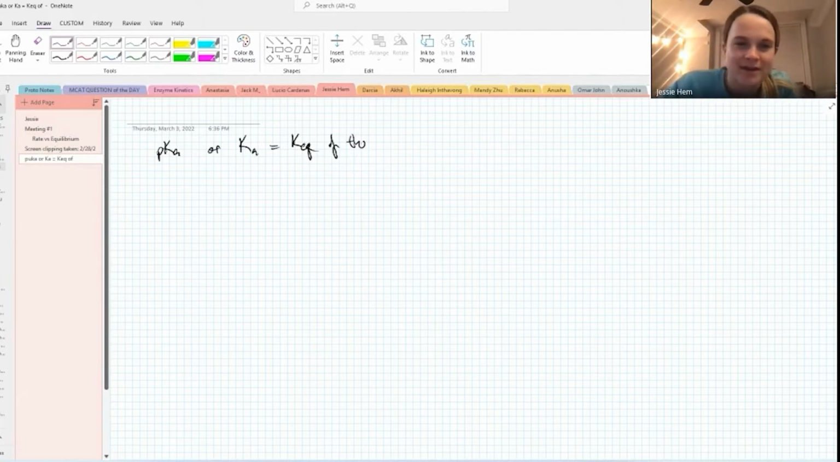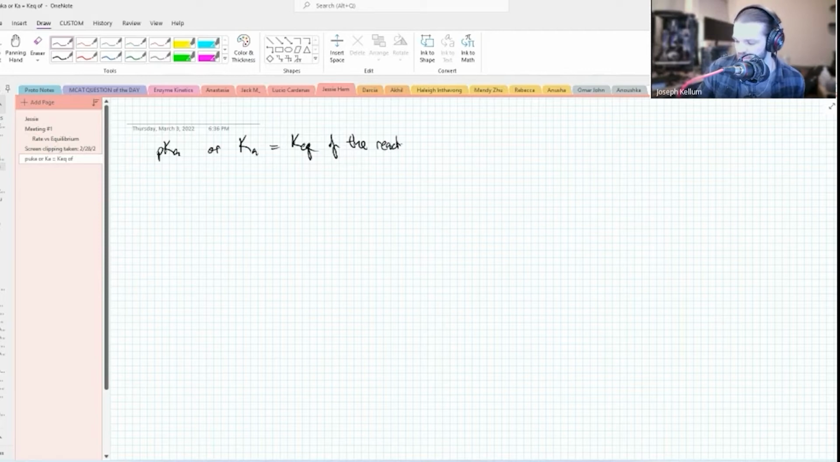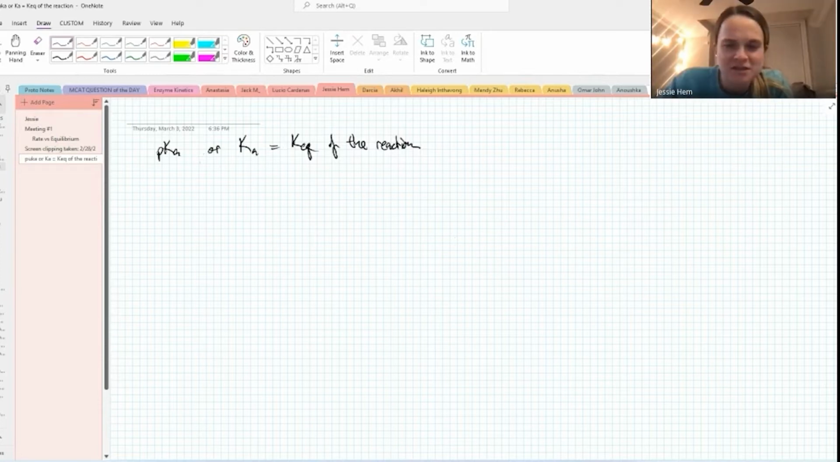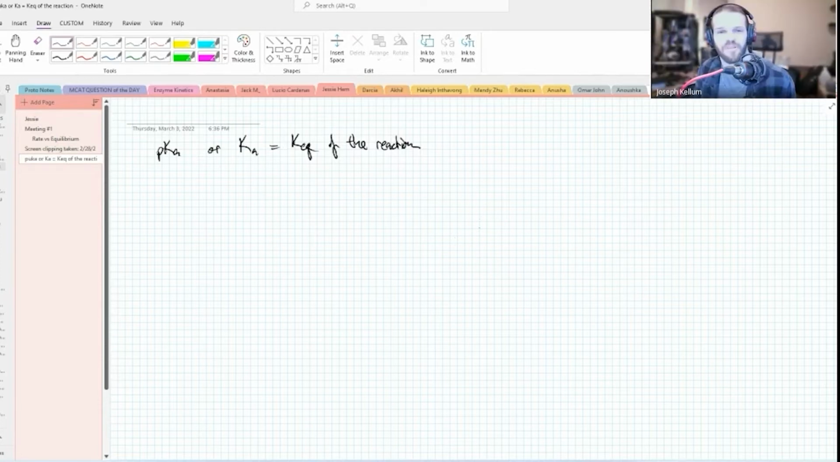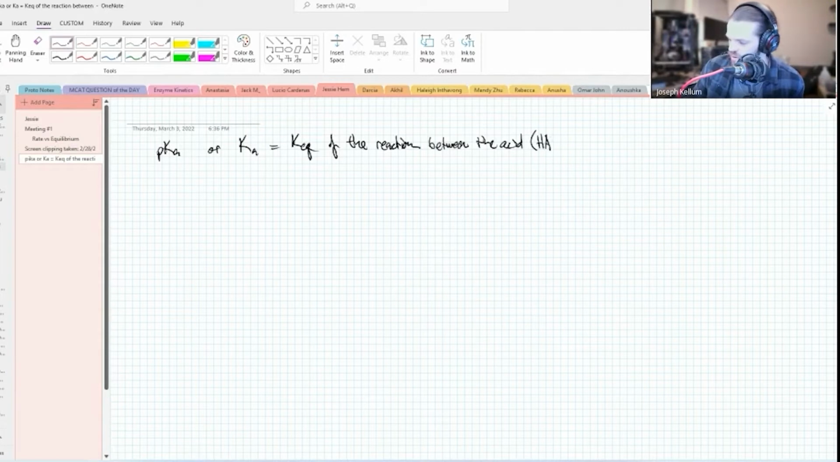Oh, got it. And that is probably the most important thing about acid base that people overlook all the time, and that's going to make a lot of progress for you right there. I honestly don't think I was ever taught that. Yeah, probably not. So the Ka of an acid is the KEQ of the reaction between that acid, whatever it is, we'll just say HA, where A negative is the conjugate base, and water.